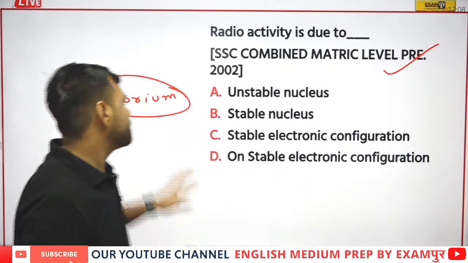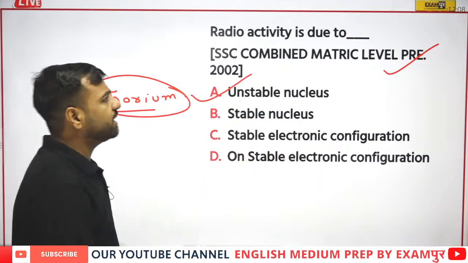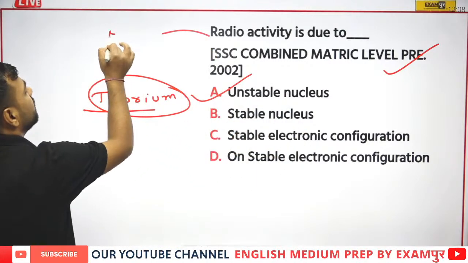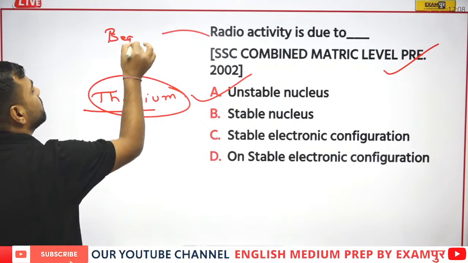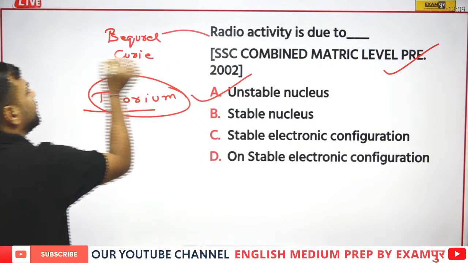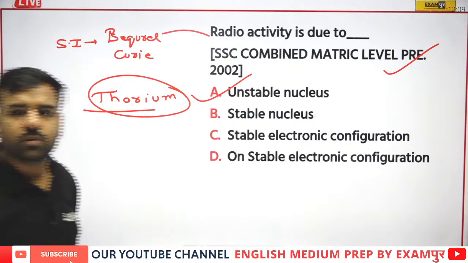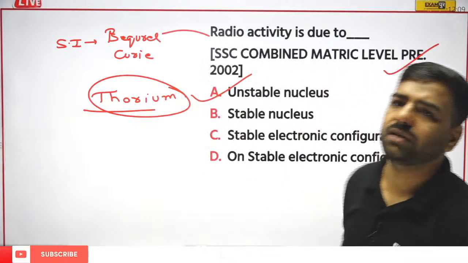Fine. So yes, if I talk about radioactivity, it is because of the unstable nucleus, and the units of radioactivity are, one unit is becquerel, another unit is Curie. There are several units, but the SI unit is actually becquerel. We have discussed this. Okay, so yes, Jivita, absolutely correct. Option number A was correct.